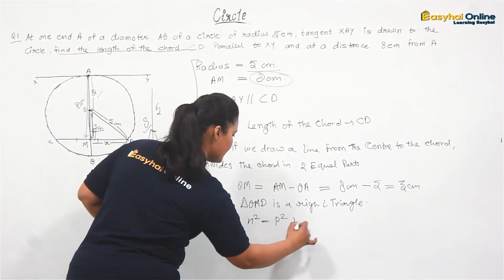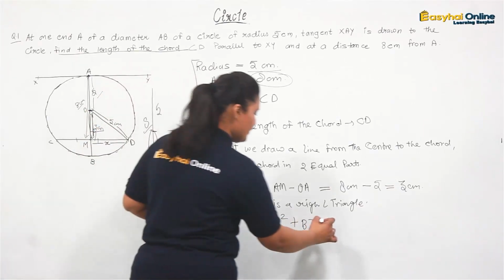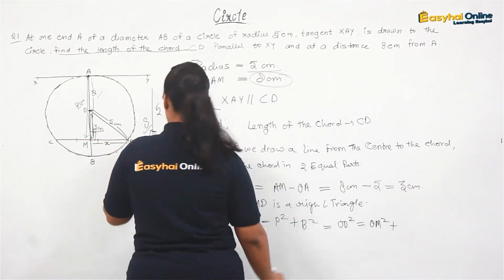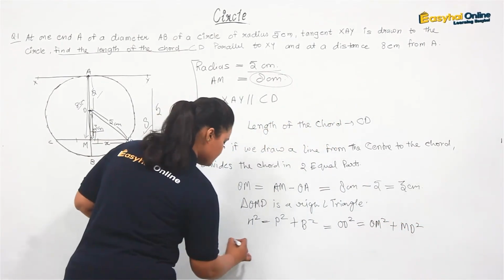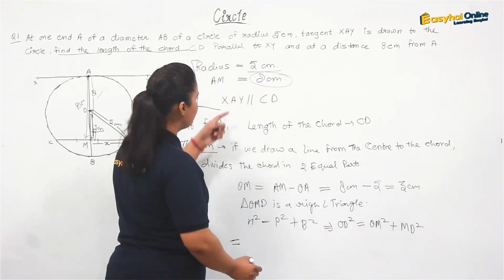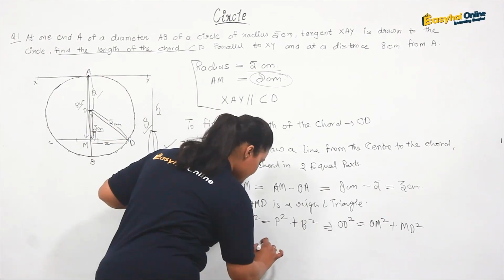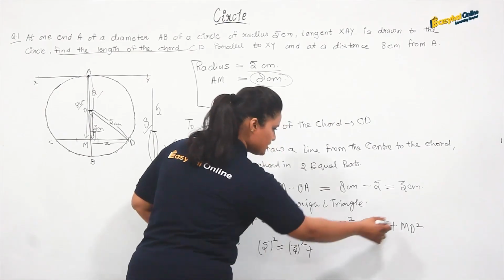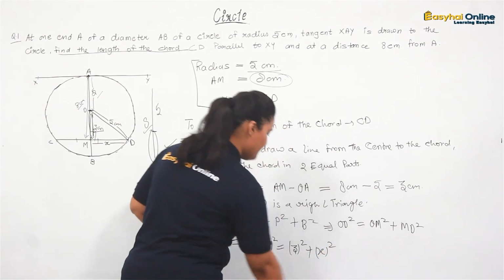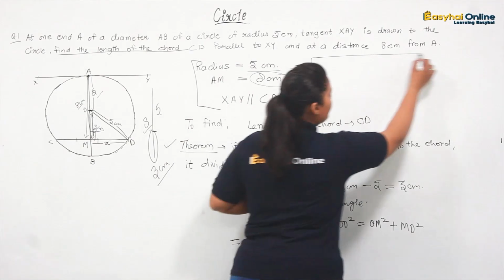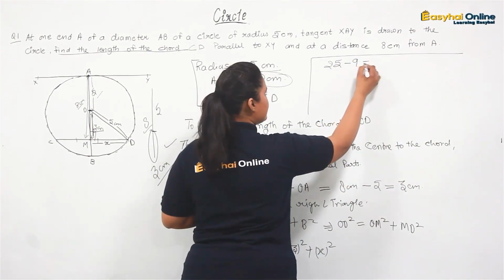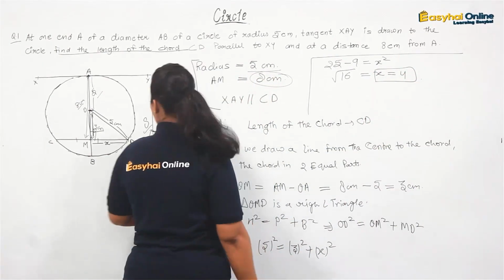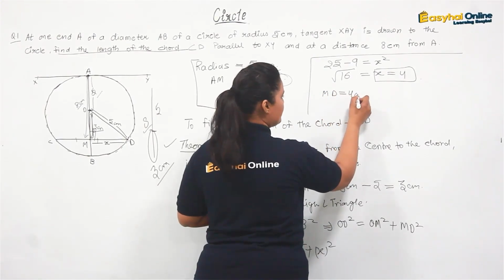Using the Pythagoras theorem, hypotenuse square is equal to perpendicular square plus base square, and the hypotenuse is OD. OD square is equal to OM square plus MD square. Apply the values: OD is the radius, so 5 square; OM is 3 square; and MD I have written as X, so X square. Now 25 minus 9 is equal to X square. 16 under root is X, so X is equal to 4. Hence, the length of MD is 4 centimeter.